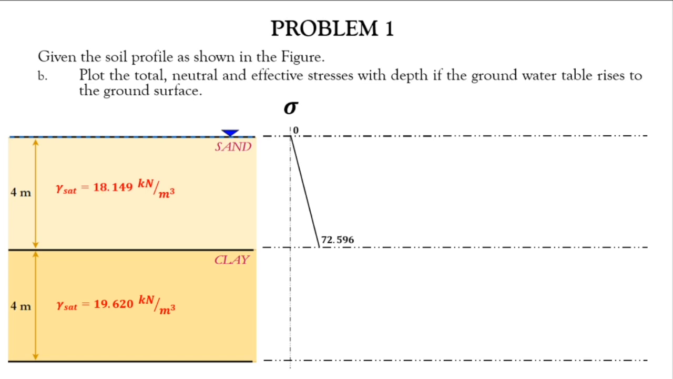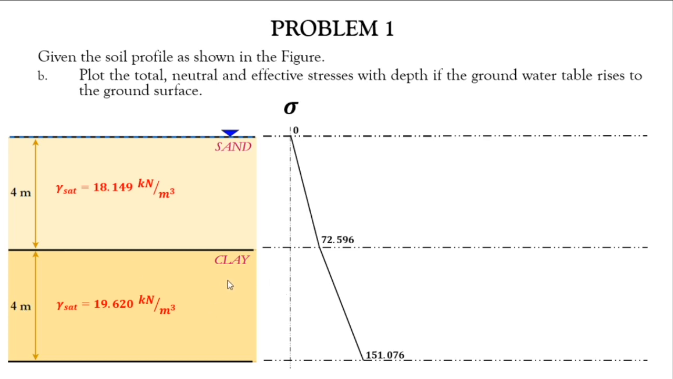Now, let's proceed sa baba, sa pinakailalim ng ating soil profile. So, para makuha mo yung total stress dito, kopyahin mo yung 72.596, dahil yan na yung stress due to sand, idagdag mo na lang yung stress due to the clay layer. So, that is 72.596 plus the stress due to clay, that is the unit weight of clay, 19.62 times 4, giving us a total stress of 151.076 at the bottom of the clay layer.